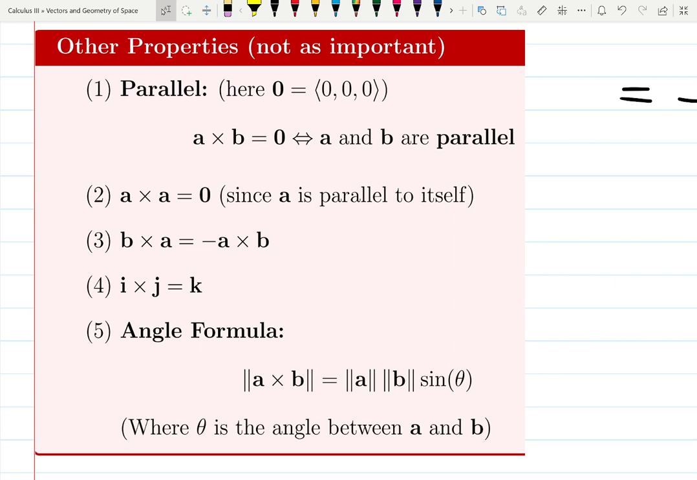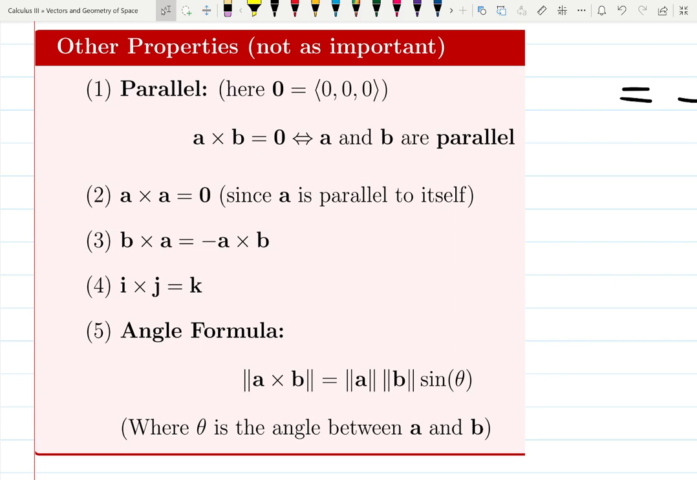This is what you asked about I, J, and K. If you do the cross product of any two, it will give you the third one because they are orthogonal to each other. So I times J equals K, or I times K equals J, and so on. Angle formula comes from the right triangle. Again, the magnitude of the cross product equals magnitude of A times magnitude of B times sine of the angle between them. Triangle, so it's again Pythagorean theorem every time.